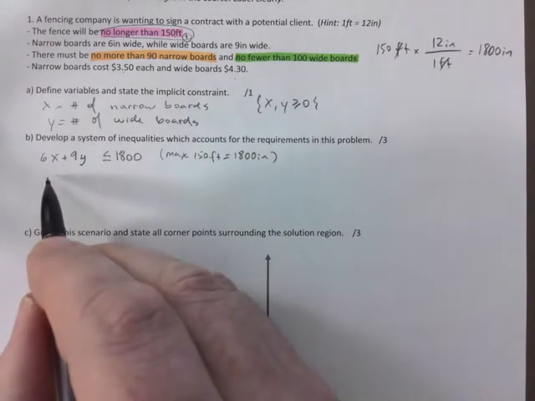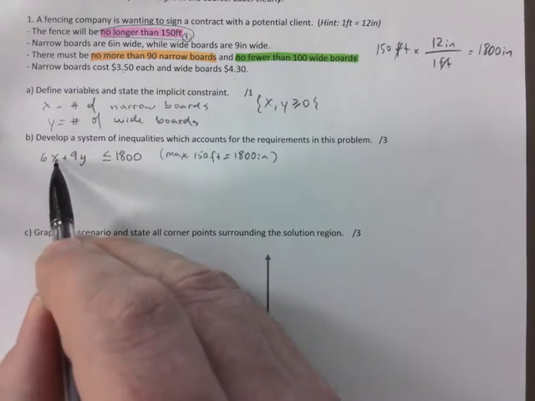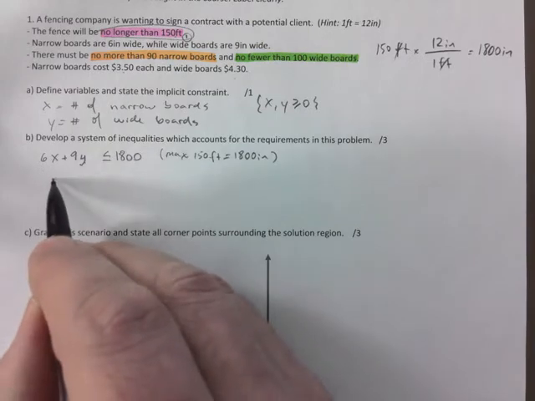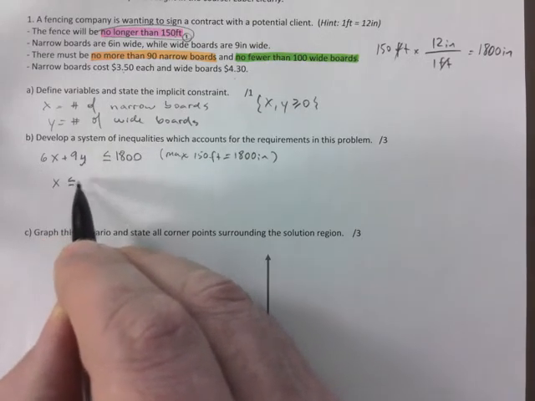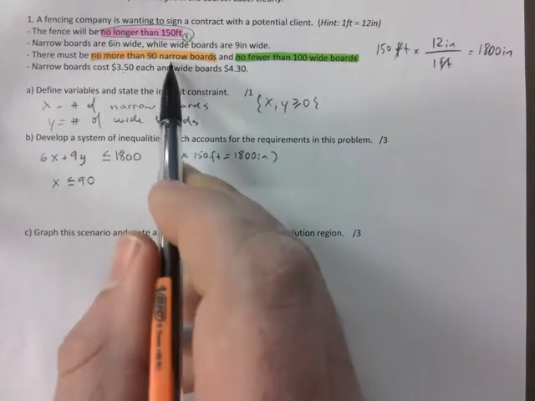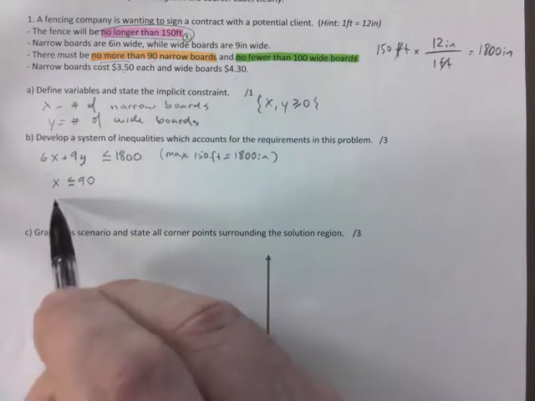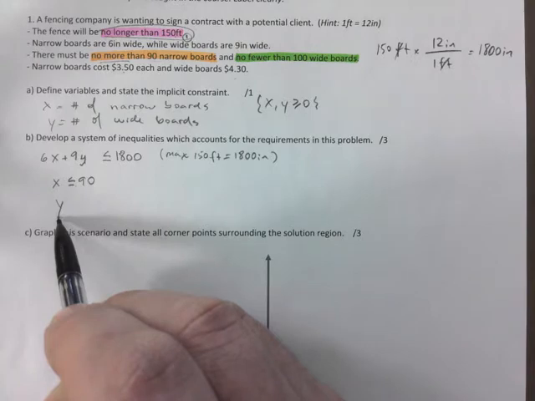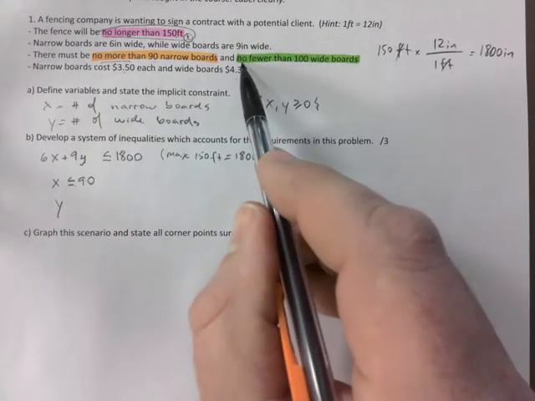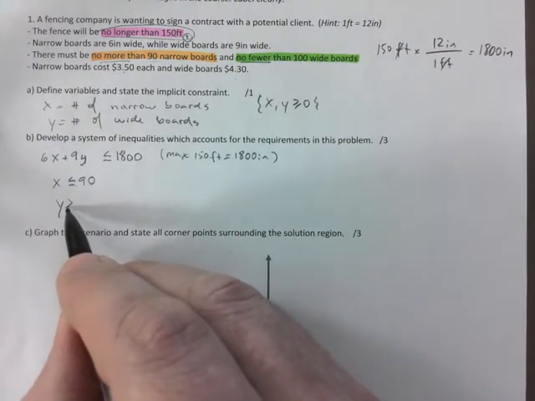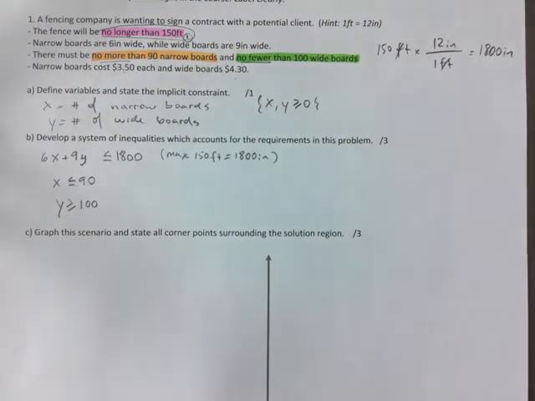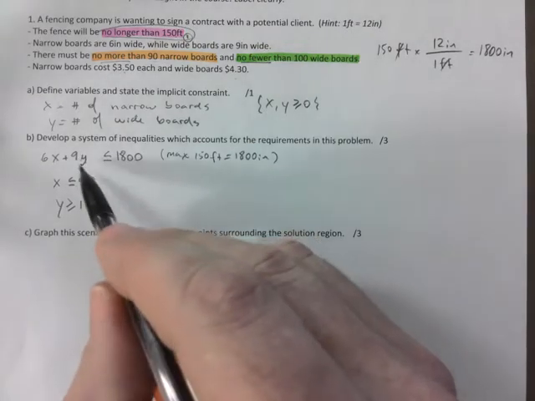And then next, so this makes sense. Number of small boards, number of big boards, right? So the number of narrow boards has to be less than or equal to 90. No more than 90 boards, it says, right? And then the wide boards, it says no fewer than 100 wide boards. I don't know if you recall, but no fewer means it has to be greater than or equal to 100. Would that make sense? No fewer, can't have less. It has to be 100 or more. So there are my 3 inequalities.